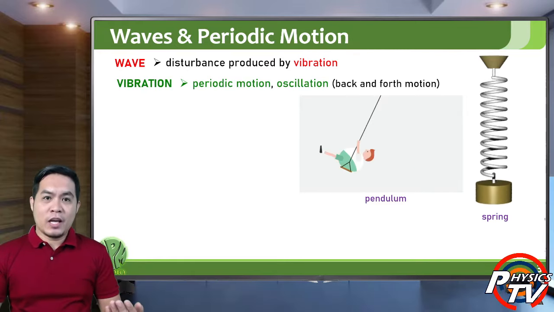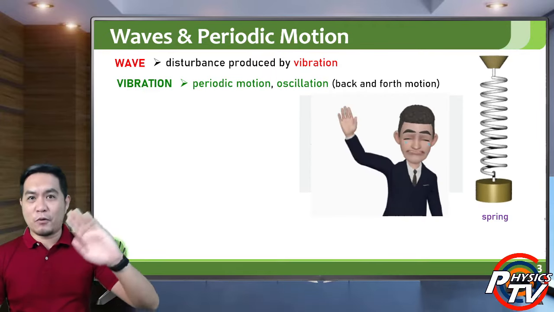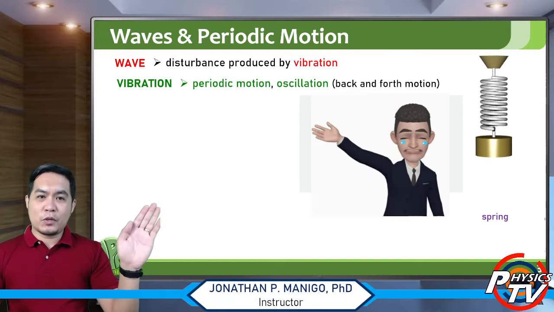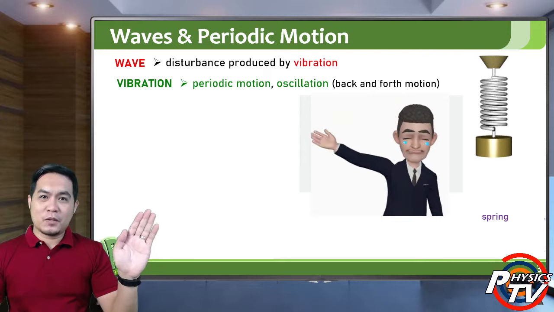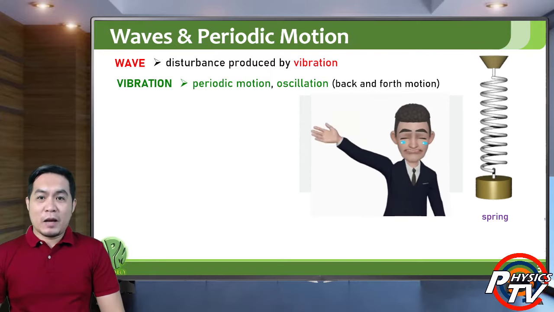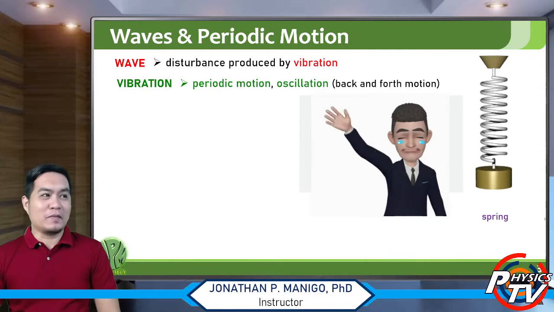Or basically, if you're just waving your hand, you're actually doing a back and forth motion, from the original position and back to the original position. So that's basically a back and forth motion. So waving basically generates waves.